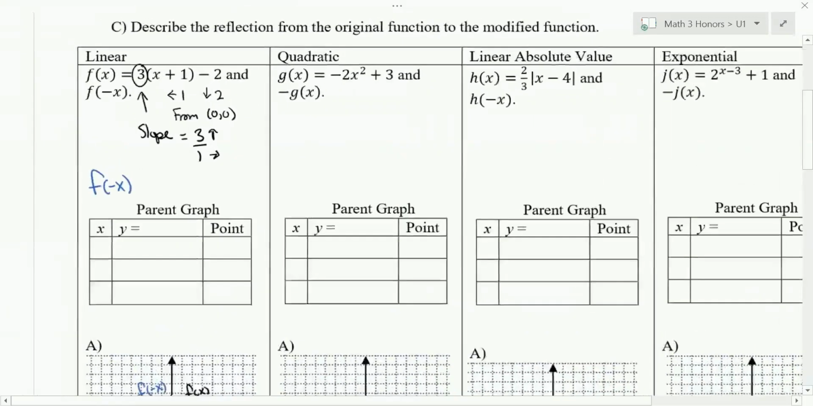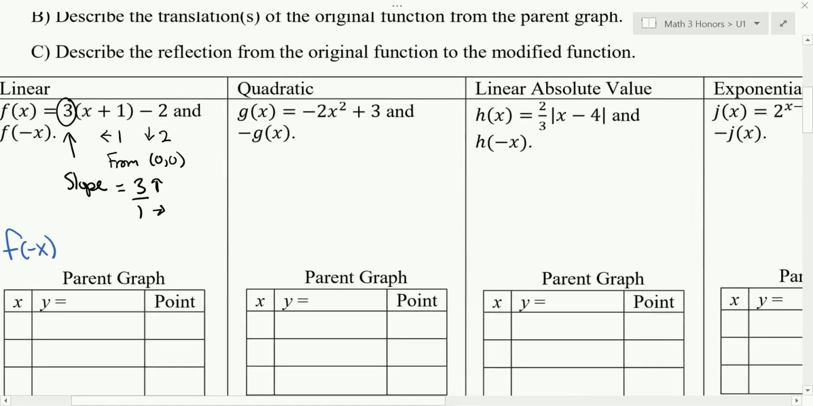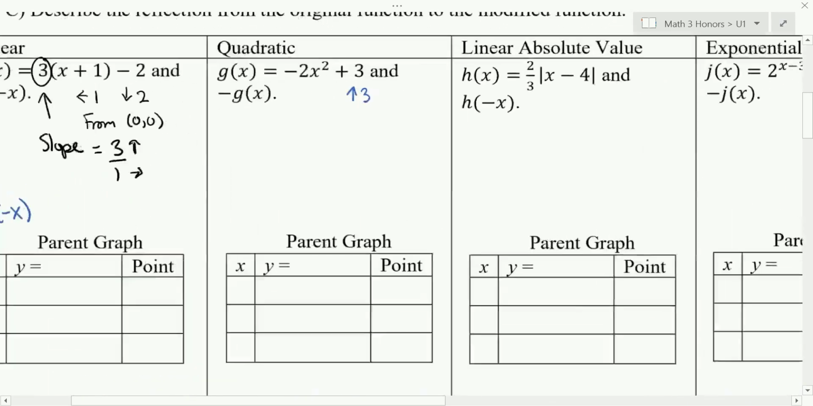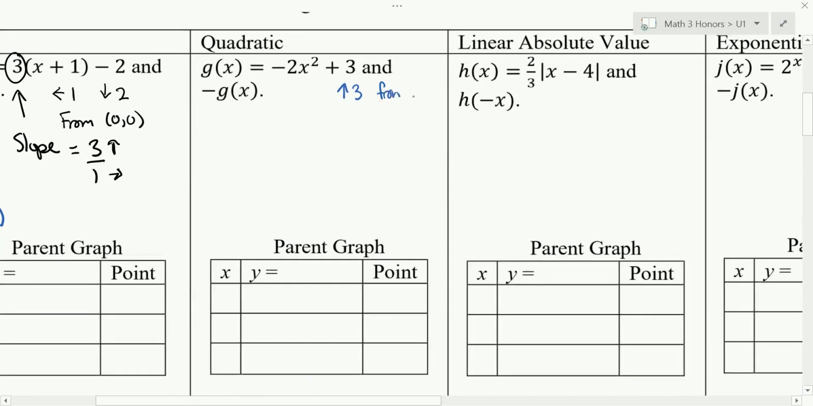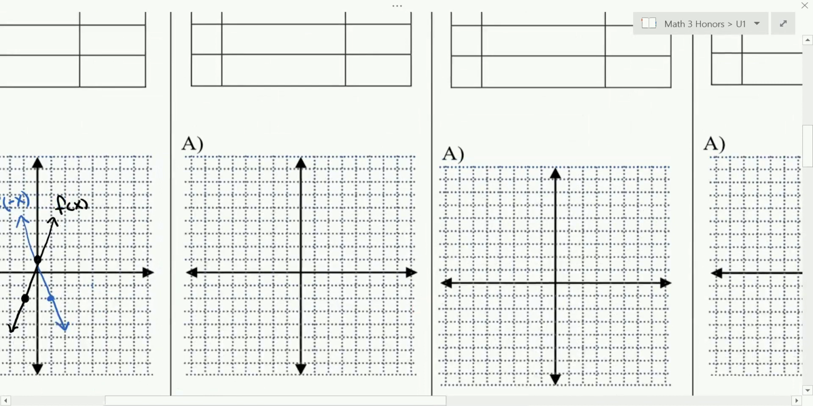Okay, so let's try this next one, quadratic. So I'm thinking I want to graph this, and I'm thinking, is there a translation? So I'm really doing part B in my mind first, because that's going to help me graph, right? So how has g of x been translated from the parent graph? Just up 3. And from where? So up 3 from 0 to 0. So from 0 to 0, I'm going to go up 3.